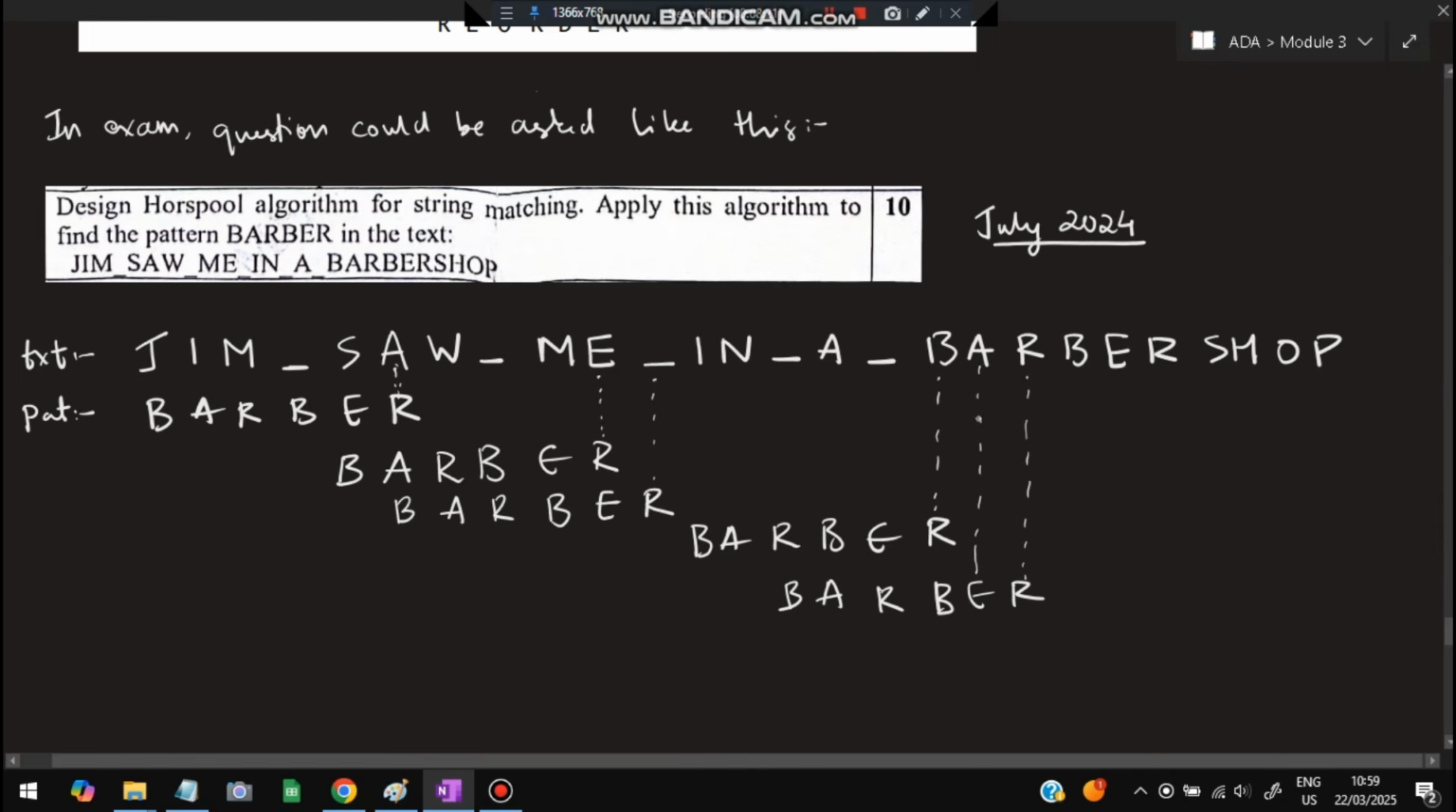A is present. Where is A present? A is present here, so align it with that. When we align it with that, we'll be writing this element B same, E is the final text. Yeah, this is okay, along with the algorithm. So this is how you solve Horspool algorithm.